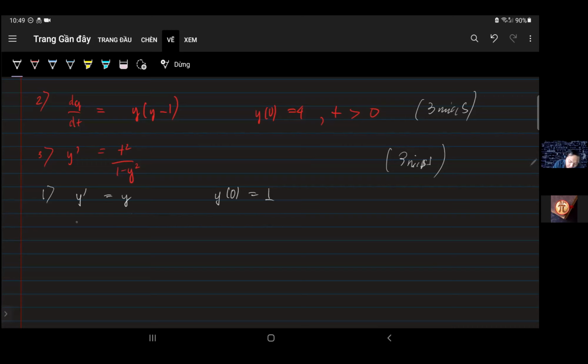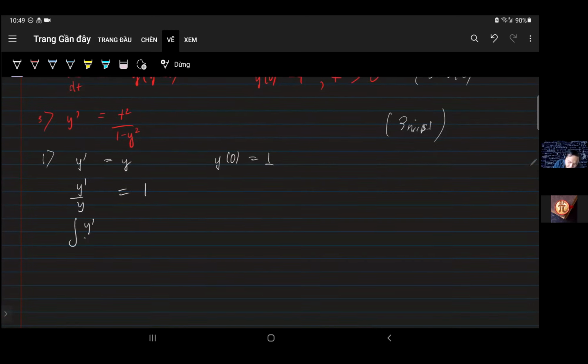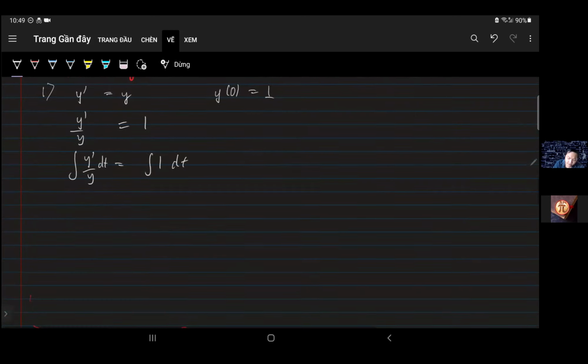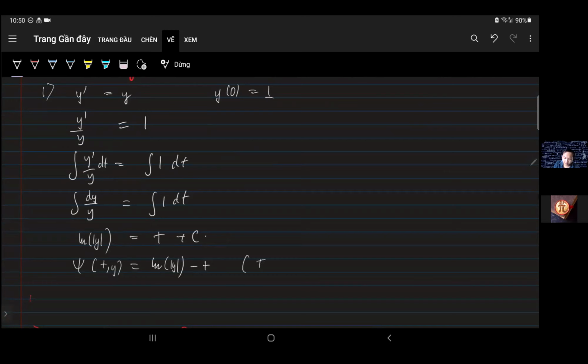And so then you divide by y, equal to 1, and then just take the integral of both sides like this, right? 1 dt, okay. And you know that it becomes dy over y equals 1 dt, and then it's just the ln of the absolute value of y, equal to t plus some constant. Okay, again, if you find the explicit formula, it's going to be like this: ln of the absolute value of y minus t. Okay, so this is implicit.